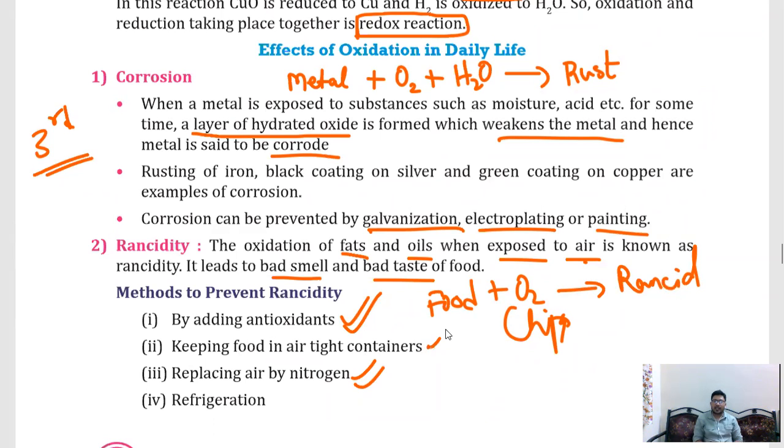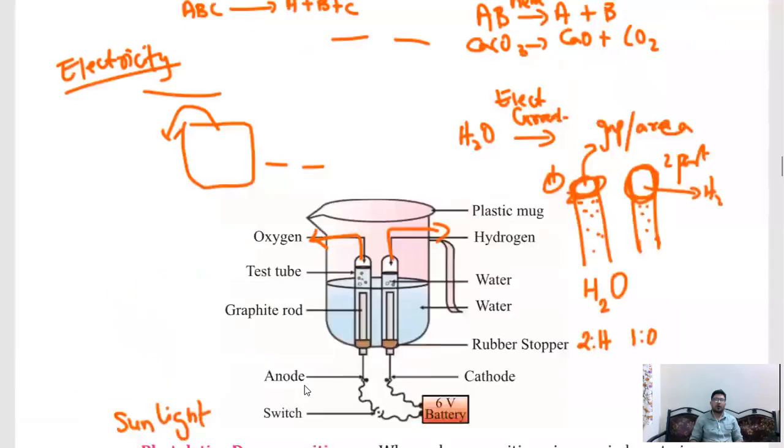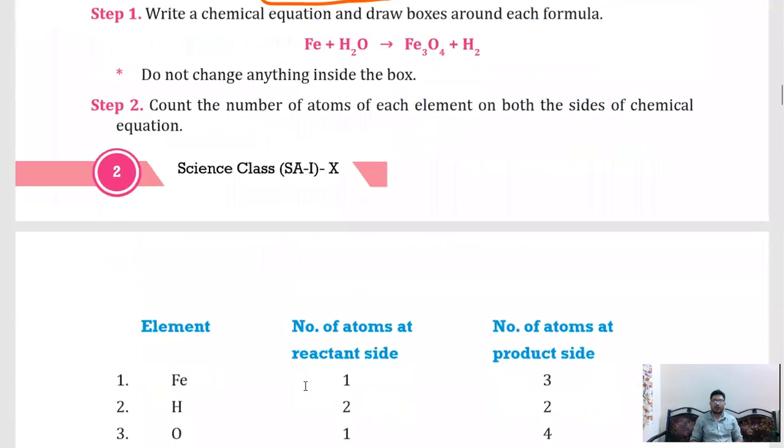Keeping food in airtight containers. So you can pack that in a very good airtight container so that it will not become rancid. At the same time, refrigeration. We have refrigerators. If you keep food items in refrigerators, they will not become rancid. So that's it about this chapter. Very small and easy chapter. And here balancing is the main heart of the chapter.